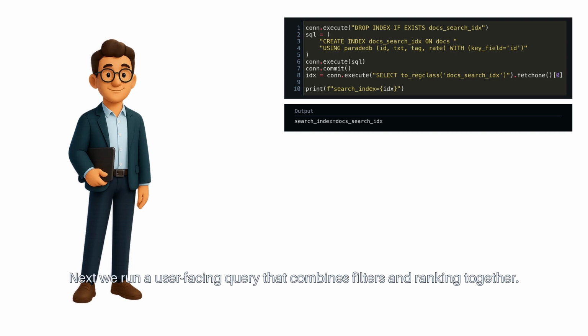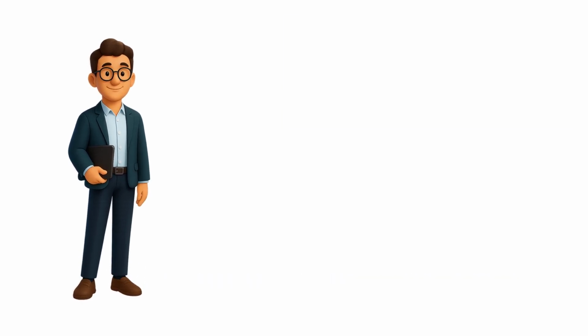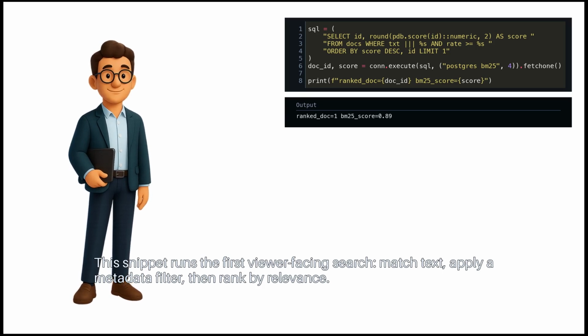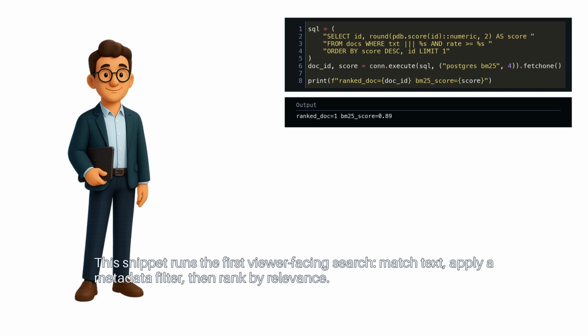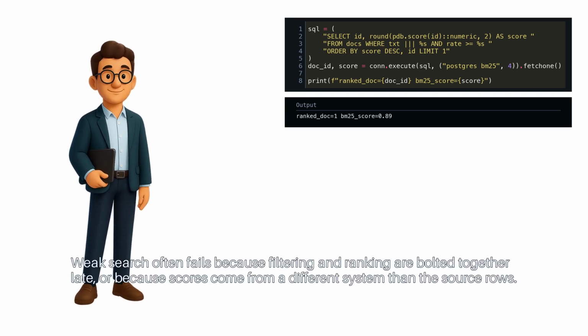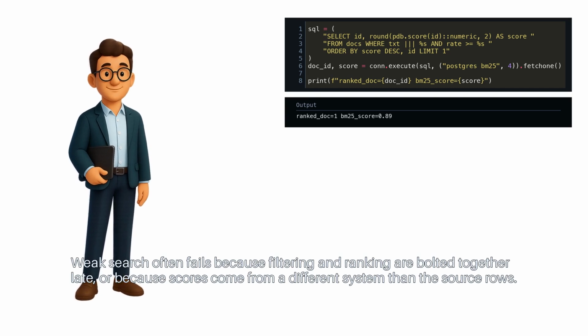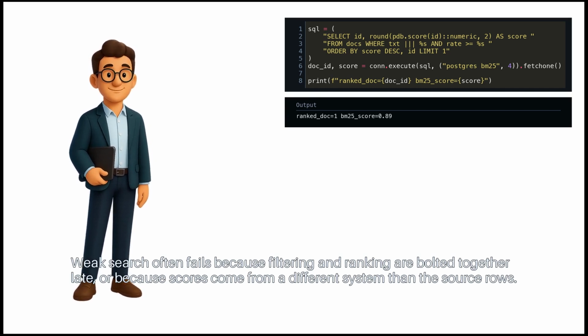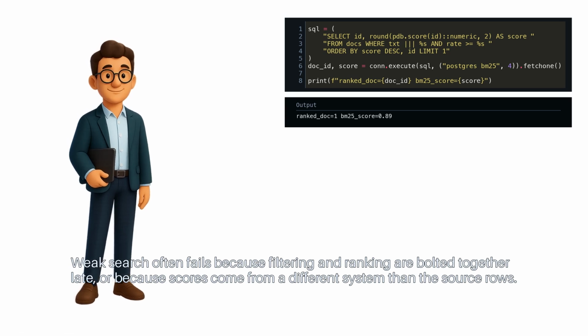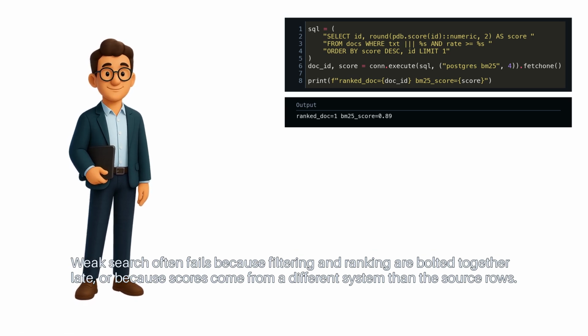Next, we run a user-facing query that combines filters and ranking together. This snippet runs the first viewer-facing search. Match text, apply a metadata filter, then rank by relevance. Weak search often fails because filtering and ranking are bolted together late, or because scores come from a different system than the source rows.